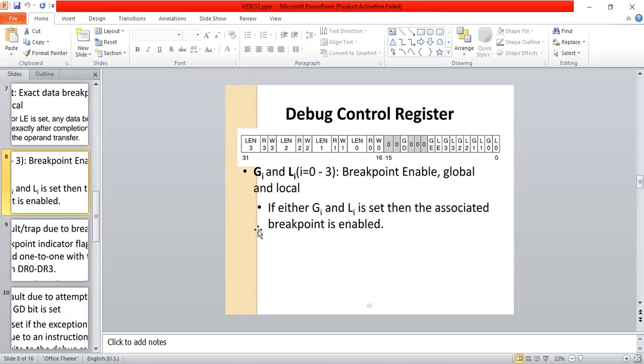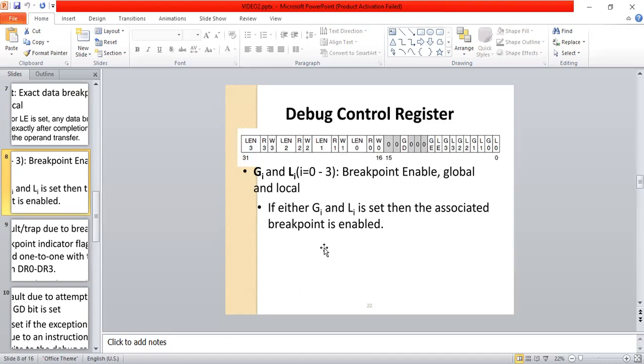GI and LI bits means G1, G2, G3, L0, L1, L2, L3, where I is equal to 0 to 3. Breakpoint enables global and local. If GI and LI is set, then the associated breakpoint is enabled.